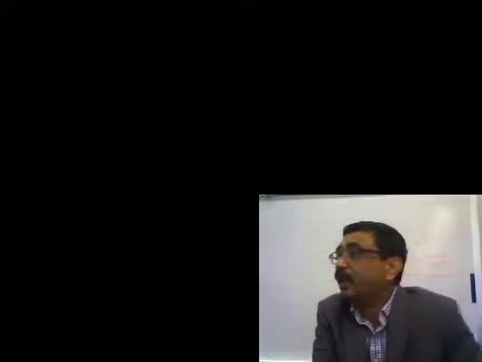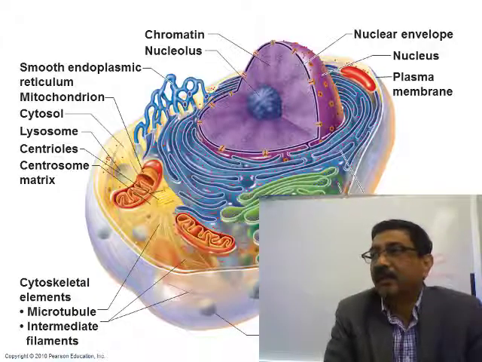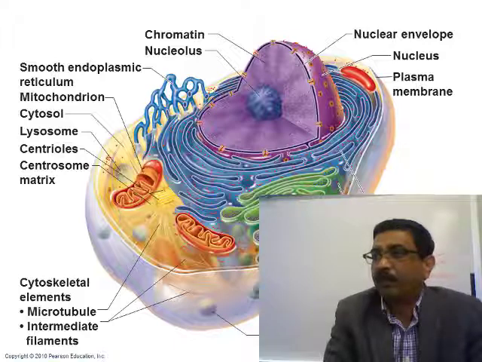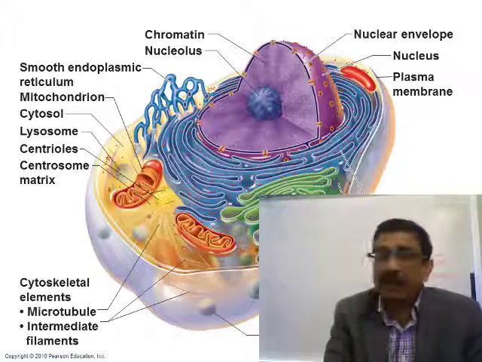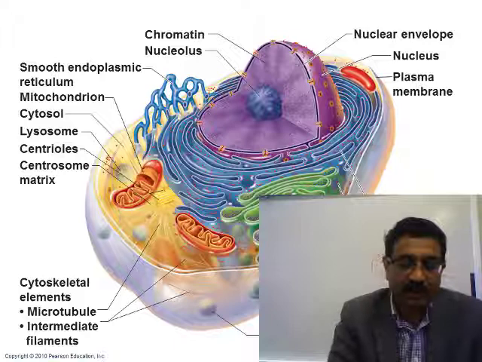Then in the center, usually in the center, you'll see the nucleus. Nucleus is the control center. Why? Because in the nucleus you have the chromosomes, and in the chromosomes you have the DNA. DNA controls the functions of the cell. So DNA is located inside the nucleus. That's why nucleus is called the control center of the cell.